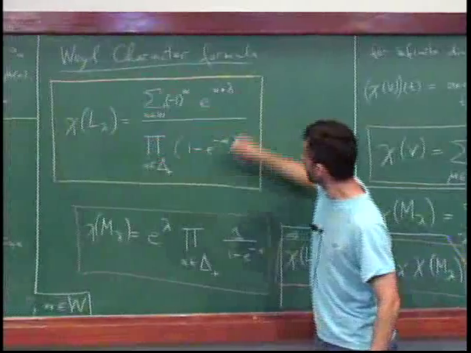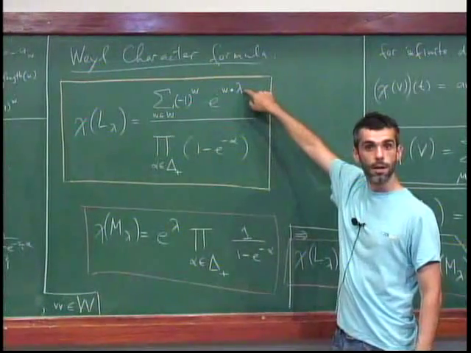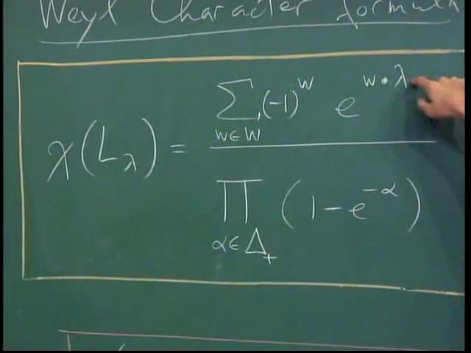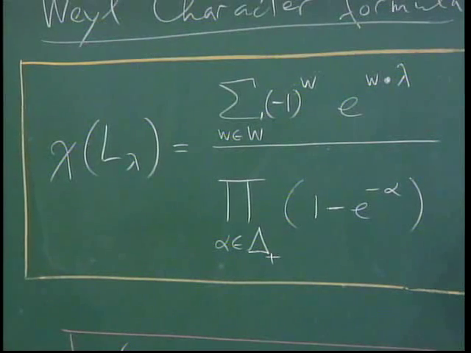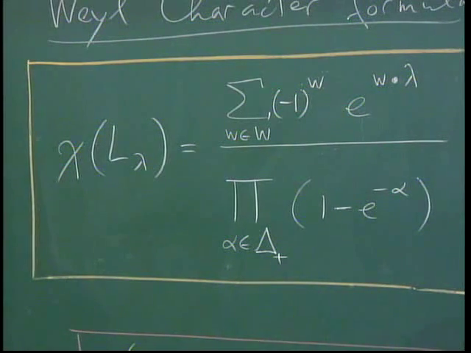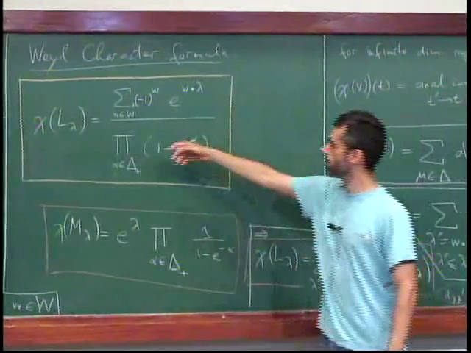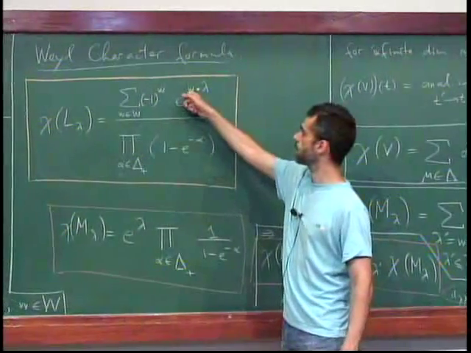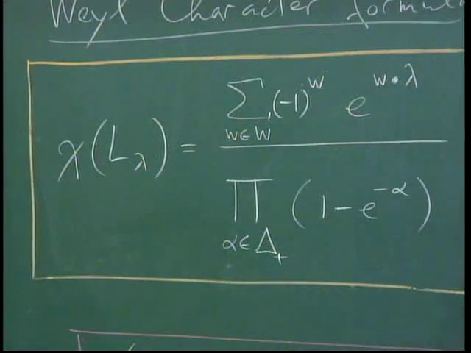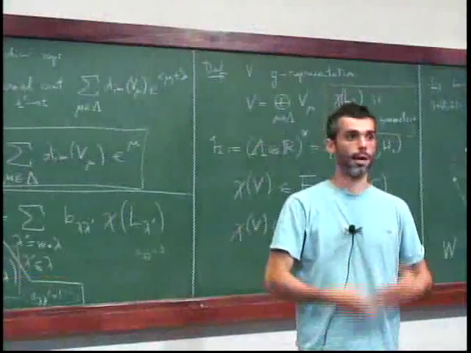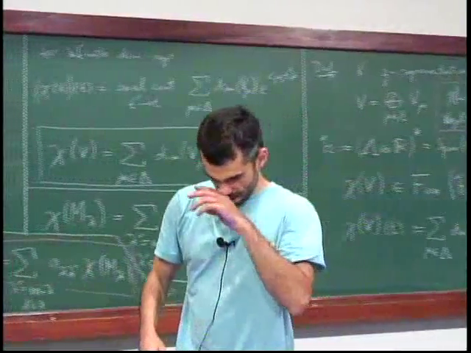Well, put here lambda equals 0, and you get a rather non-trivial equality between this and 1. And what that allows you to do is to rewrite this denominator as a sum over the Weyl group, alternating, with W acting by the shifted action on 0. So that's another form of the Weyl character formula, which is also often used.